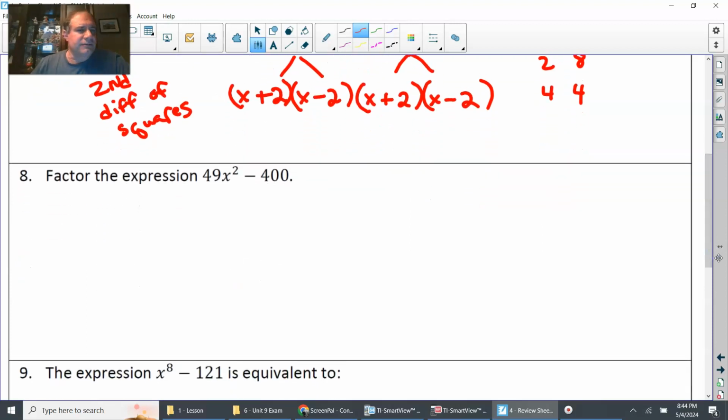All right, factor the expressions. 49x squared minus 400. I see something here. Two perfect squares. 49 and 400 are perfect squares.